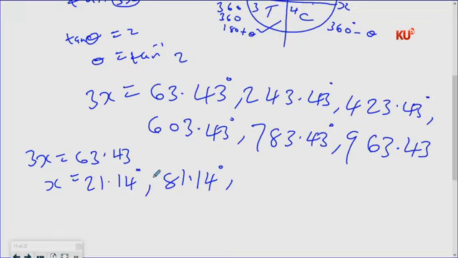Remember, the highest should be 360 degrees. So we are not yet at 360 degrees. So that means we'll have to move on. Now let's focus on this one here.